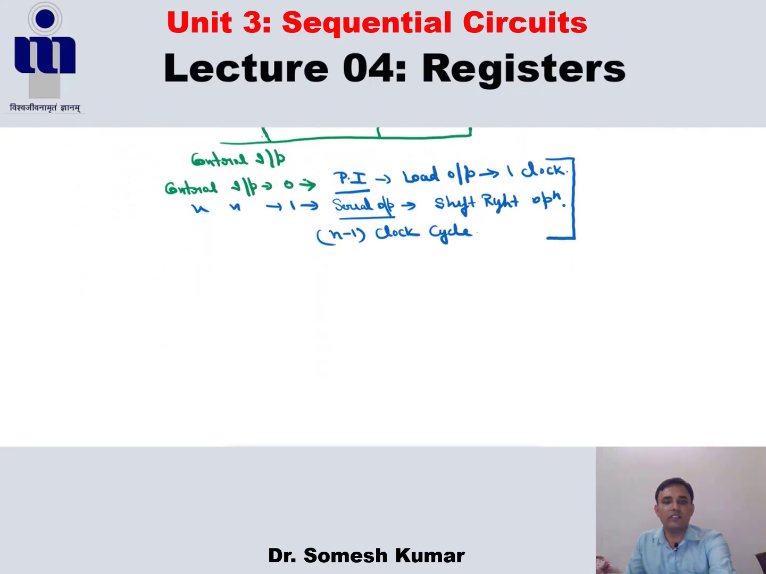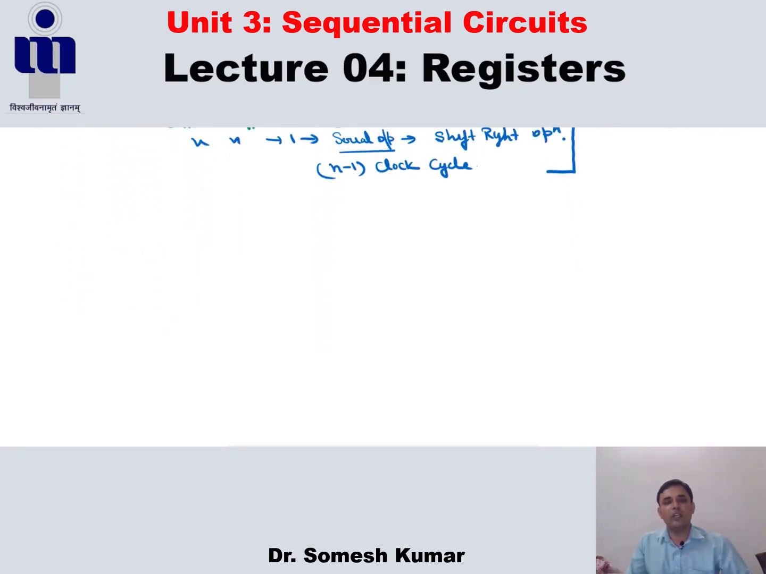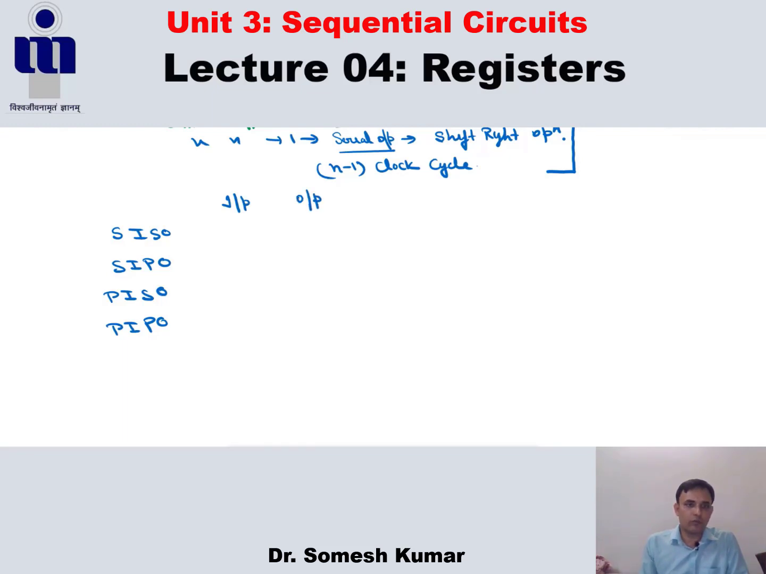In this lecture we already studied serial input serial output, serial input parallel output, parallel input serial output, and parallel input parallel output. So for the input operation and for the output operation: for serial input serial output, for the input operation n clock cycles are needed, and for the output operation n minus 1 clock cycles are needed. For serial input parallel output, n clock cycles are needed, and for the output 0 clock cycles are needed.